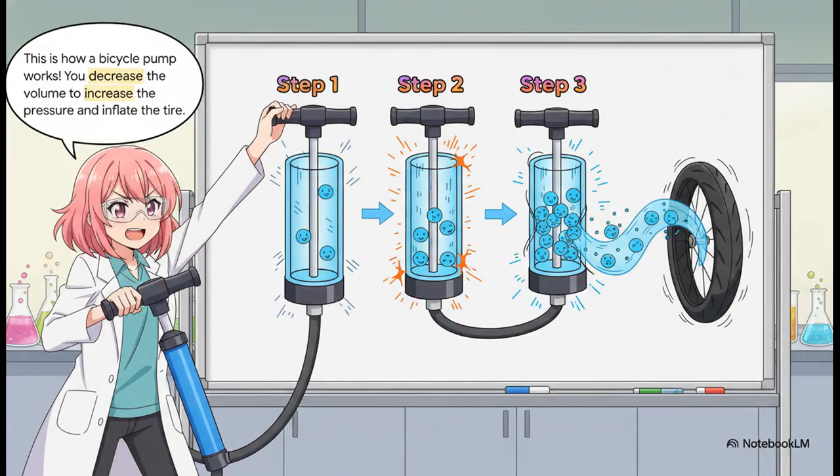And you've totally used this principle in real life. Think about a bicycle pump. When you push down on that handle, what are you doing? You're decreasing the volume, forcing all that air into a smaller space. The pressure skyrockets, getting so high that it can force its way into your tire. It's a perfect, everyday example of particle theory in action.